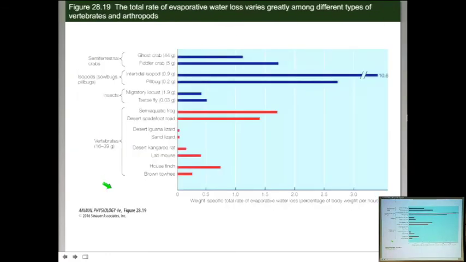There's a huge variation in the amount of evaporative water loss among different types of vertebrates. If we look down here at the bottom, near the vertebrates, for example, these are all approximately in the same weight range, and their weight-specific total evaporative loss, body weight per hour. Here's a comparison of the lab mouse versus the kangaroo rat. We'll return to this again. We've seen this already.